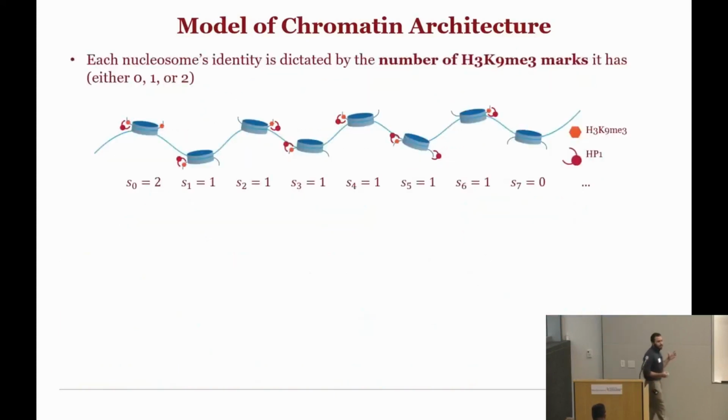So I mentioned that our nucleosomes are modified by H3K9me3 marks, and this gives each nucleosome an identity. These identities indicate whether 0, 1, or 2 histone tails are modified with H3K9me3, and we'll denote that with the variable S.